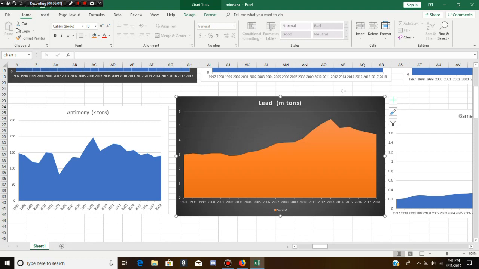Okay, so global lead production did indeed peak back in 2013, or between 2012 and 2013, and has been declining since then. Has lost about 15% or so. It got up to around 5.5 million tons per year mined out of the ground, and has now dropped down to just below 4.5 million tons.